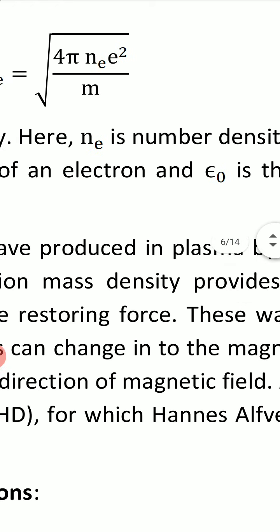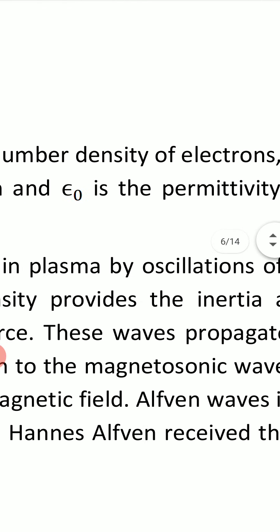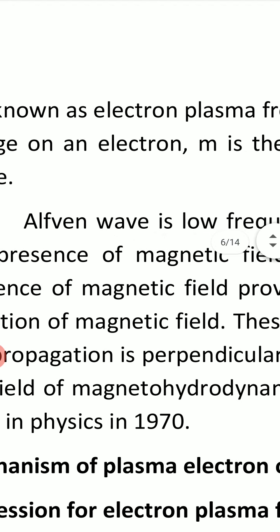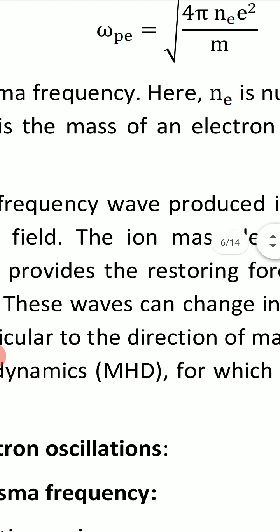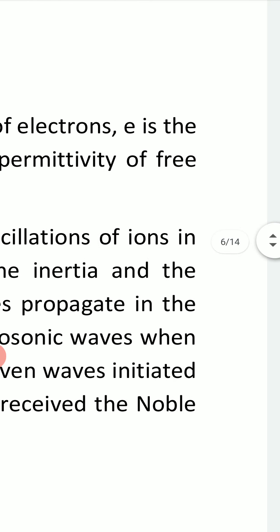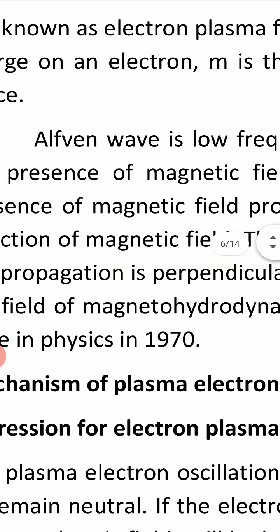Here N_e is number density of electrons, e is the charge on an electron, m is the mass of an electron, and epsilon 0 is the permittivity of free space.